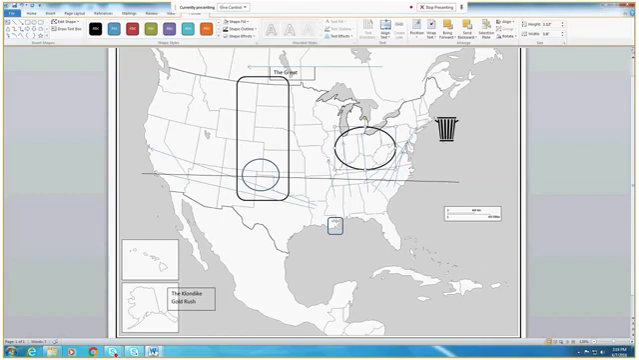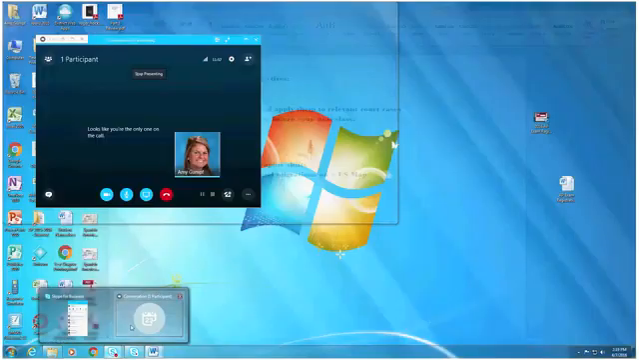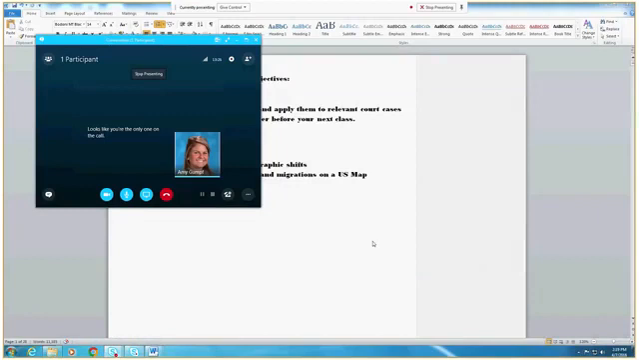So going back to our objectives then, understand the impact of geographic shifts, label the demographic events and migrations. Coming into class then, you should have your map completely outlined as I instructed you to do. You should also have your world map, including the Panama Canal.